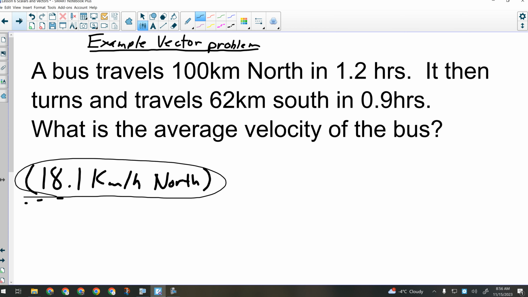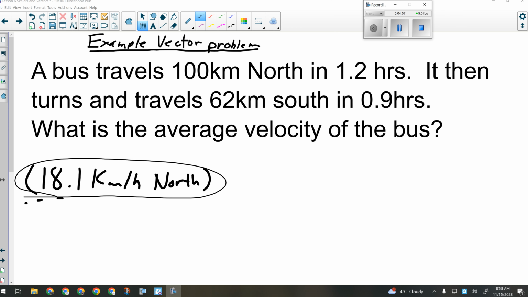Okay, so this is an example of a vector problem, and it's also an example of a two-part problem. This is a trip that consists of more than one section. So I want you to copy that down, and then we're going to walk through it together so you see how one of these is done. This bus travels first 100 kilometers north in 1.2 hours. So we get the displacement and we get the time. How do I know that's a displacement and not a distance? Direction. It gives me a direction.